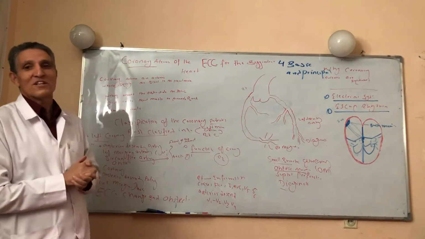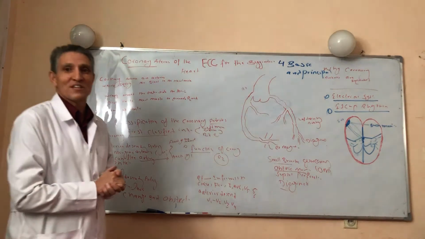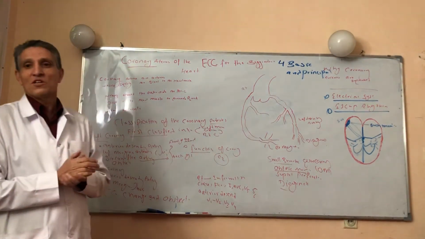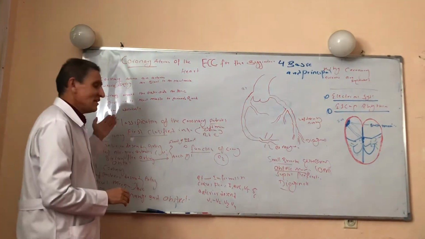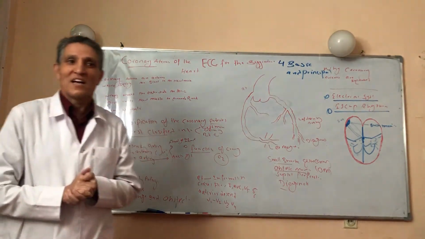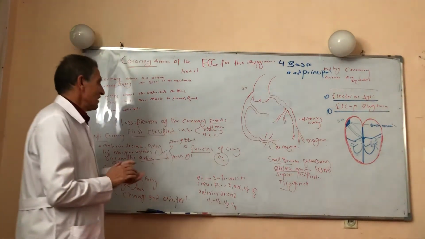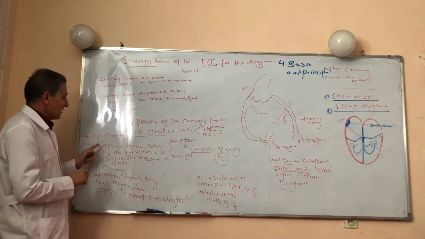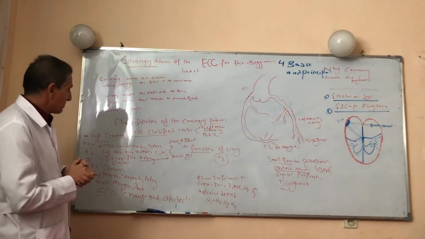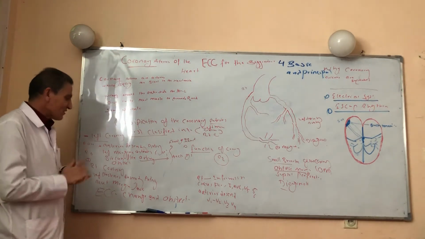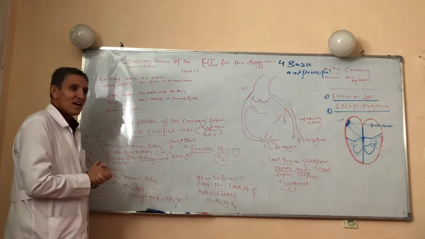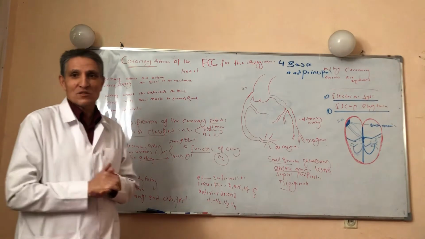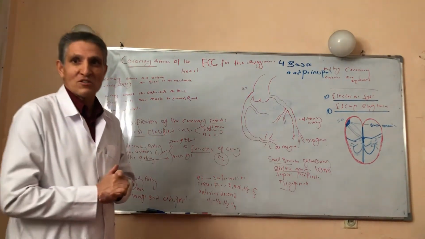Classification of the coronary arteries. Coronary arteries are divided into two main parts: the left main coronary artery and the right main coronary artery. The left main coronary artery is divided into the anterior descending artery, the marginal artery, and the circumflex, and finally it is divided into small branches, which are also called diagonals.